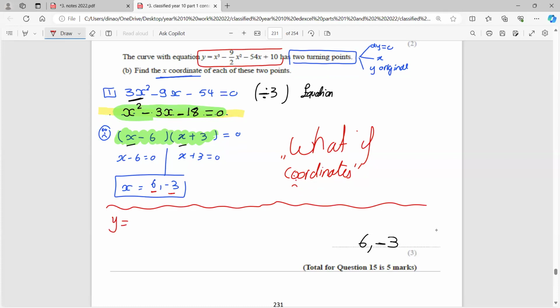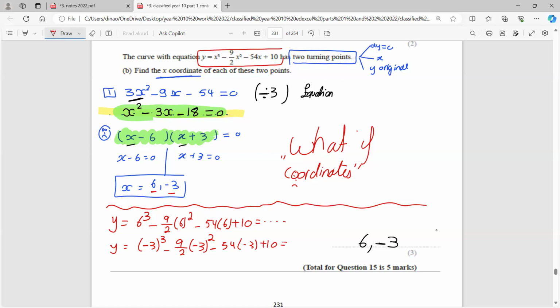I will substitute both. So it will be 6 power 3 minus 9 over 2, 6 power 2 minus 54 times 6 plus 10. And I will substitute with the other value, negative 3 power 3. Please, whenever you're dealing with negative powers, put them between brackets with the power outside, especially if the power is even, negative 3 plus 10. We'll calculate it on the calculator, if the question says find the values, find the coordinates.